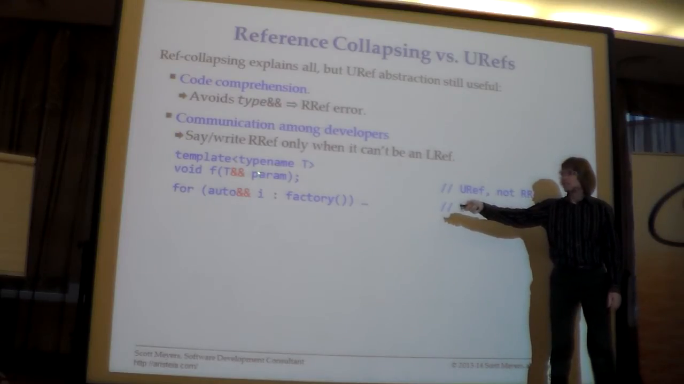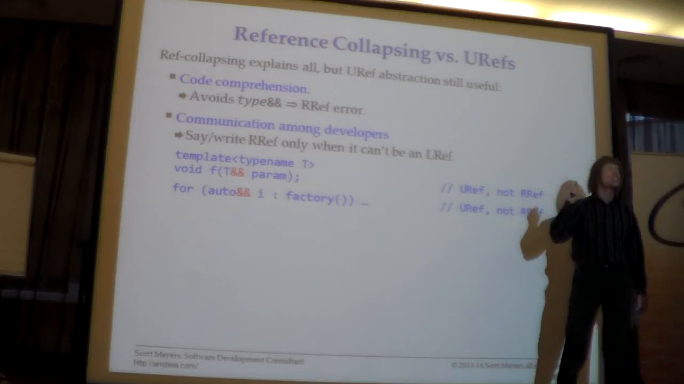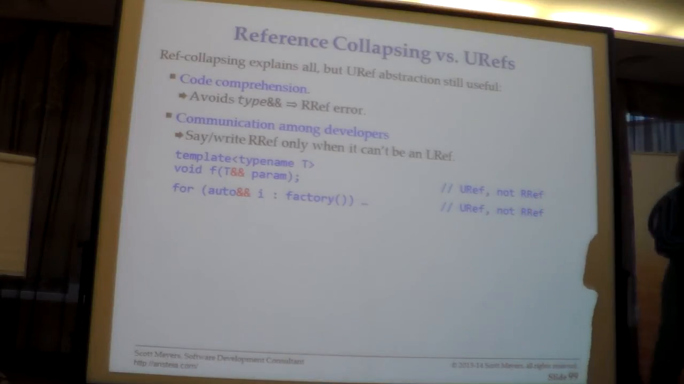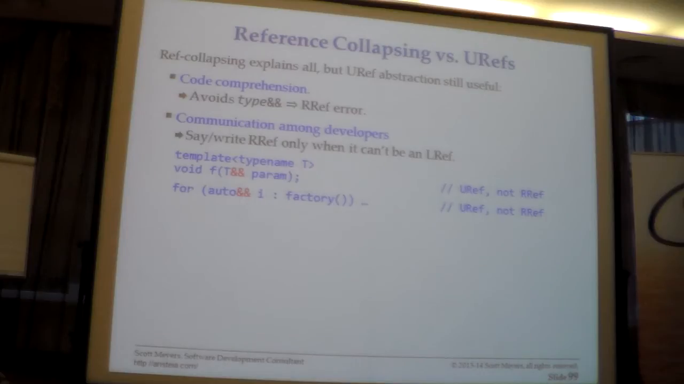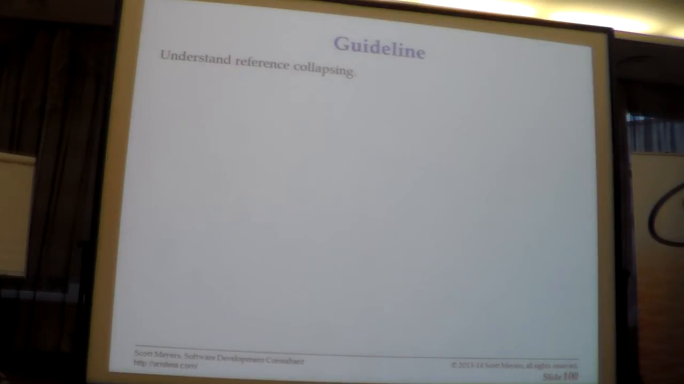This acts like a universal reference. It doesn't act like an R value reference. Because they don't act like R value references, I don't think we should use the same name for them. The guideline, therefore, is to understand reference collapse.